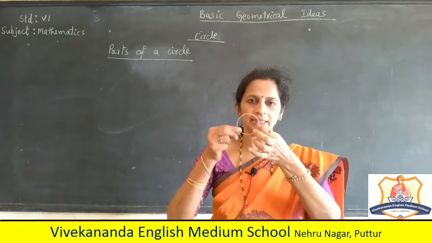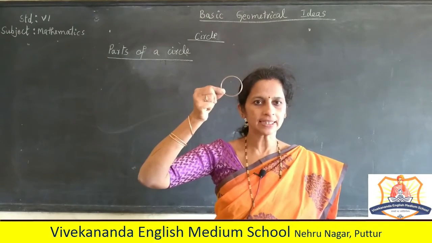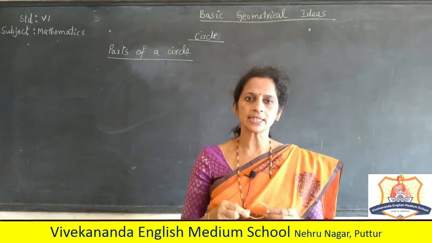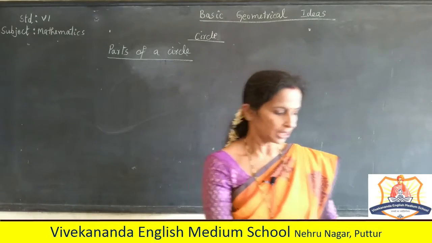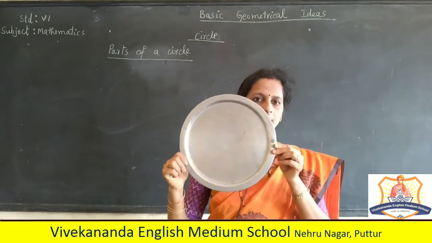You know this is a bangle. What is the shape of this bangle? This is a circle. Around you can see many things which are circular in shape. Even this is a plate. The shape of this plate is also a circle.